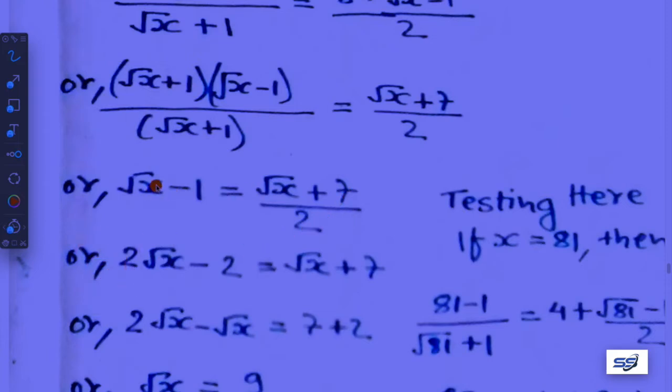Now this shall be multiplied with the lower 2. If 2 is multiplied to root x, it comes here 2 root x minus 2 equal root x plus 7. Now we have to change the side of similar terms. As root x is subtracted from 2 root x, it comes as 2 root x minus root x, and this 2 shall be added to the 7. As it is minus here, on changing side it comes in the form of plus, so 7 plus 2. Now 2 root x minus root x equal 7 plus 2, or we can say root x equal 9.